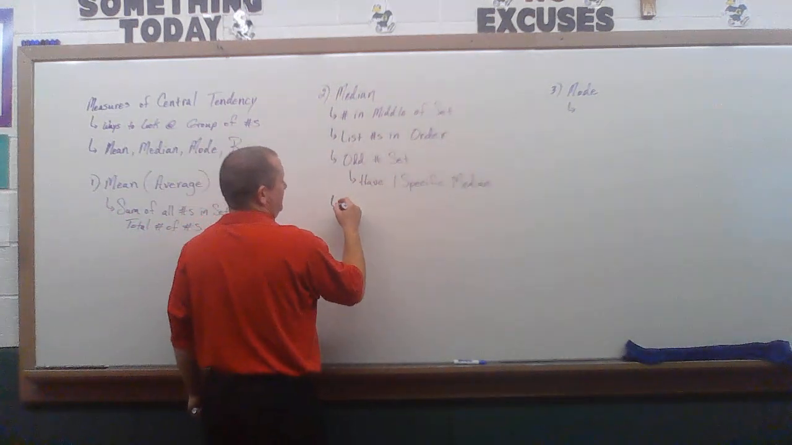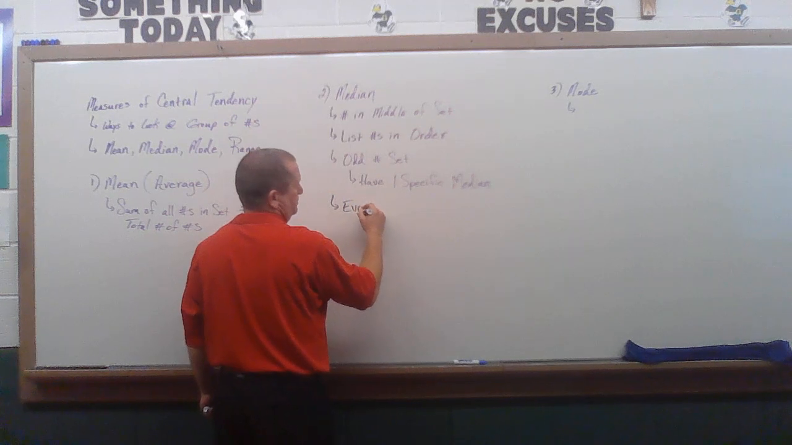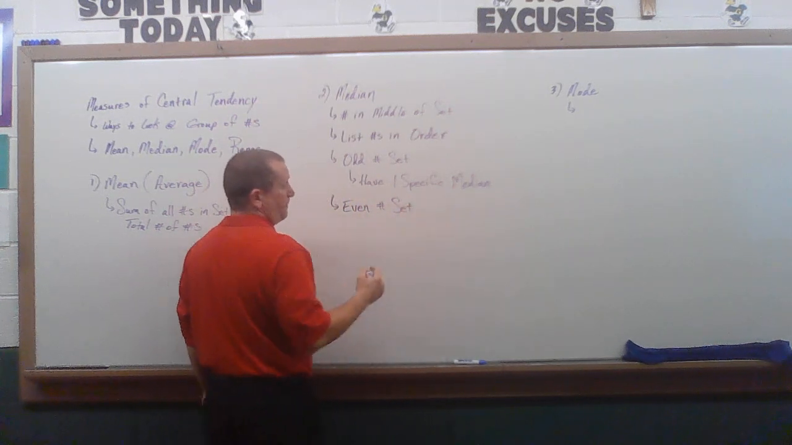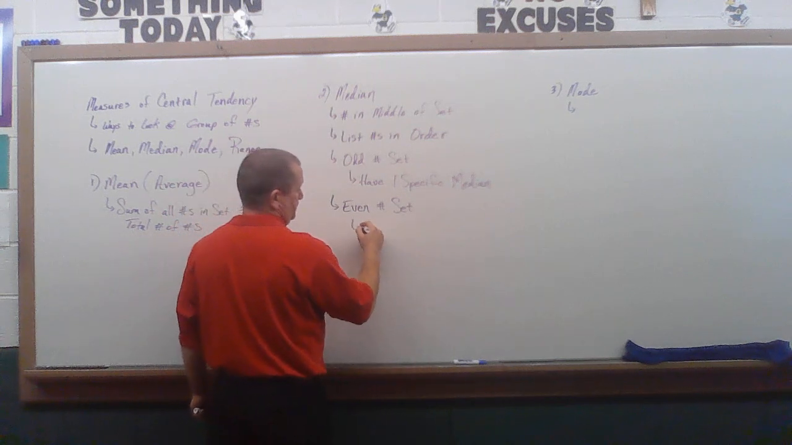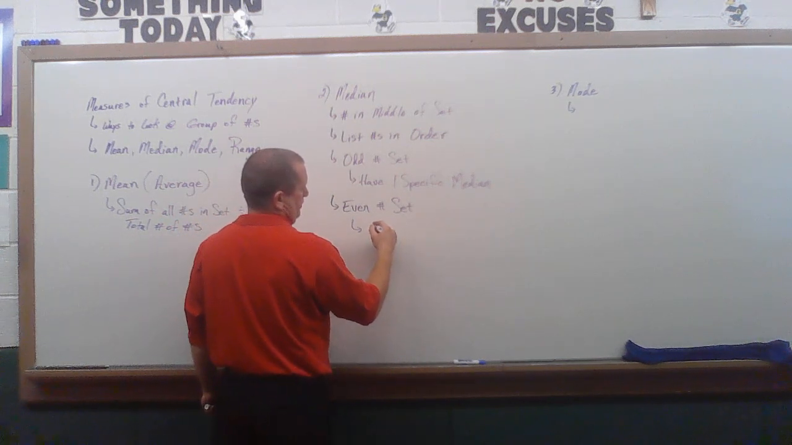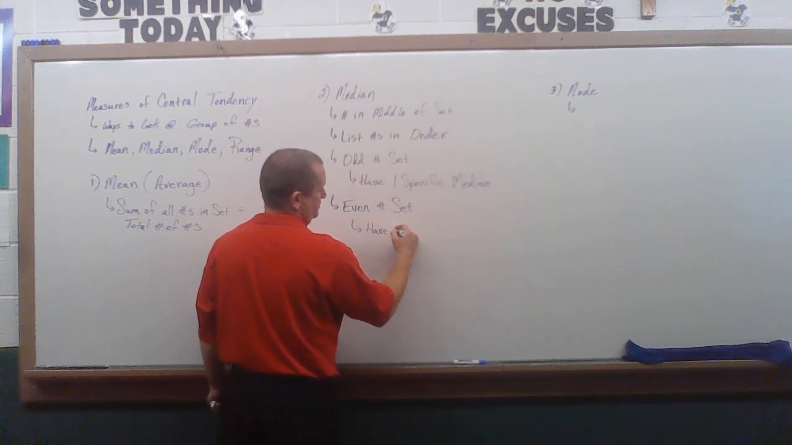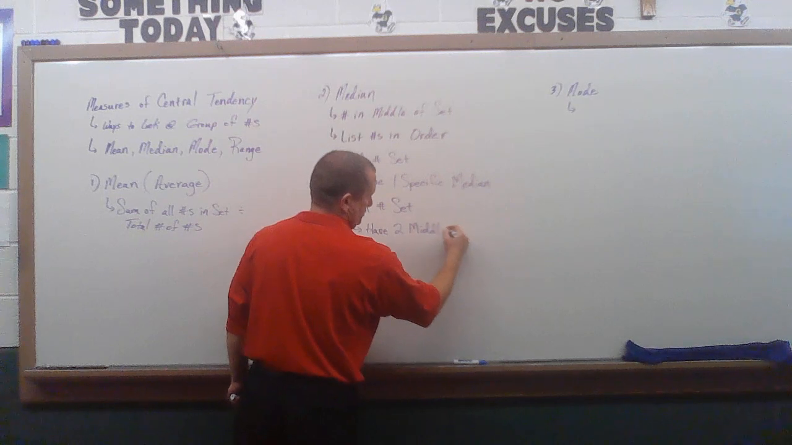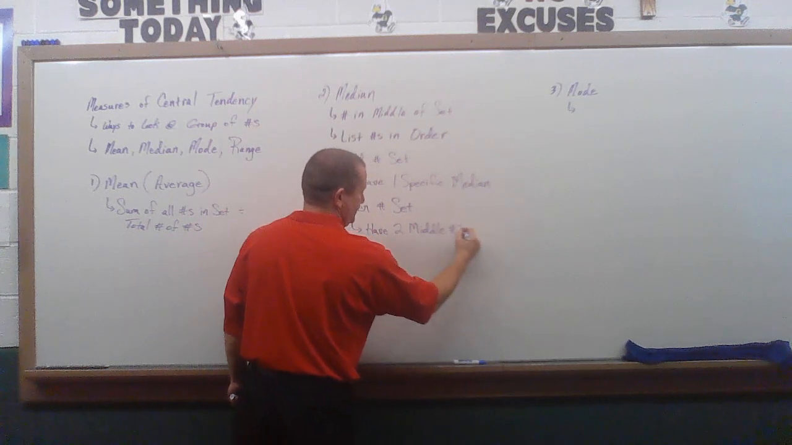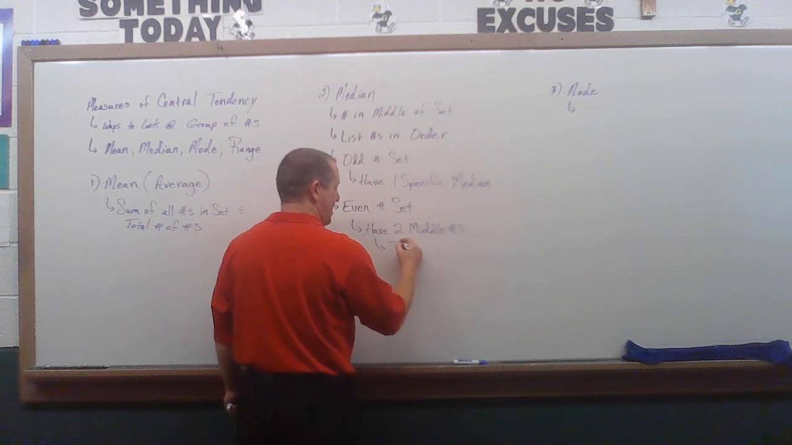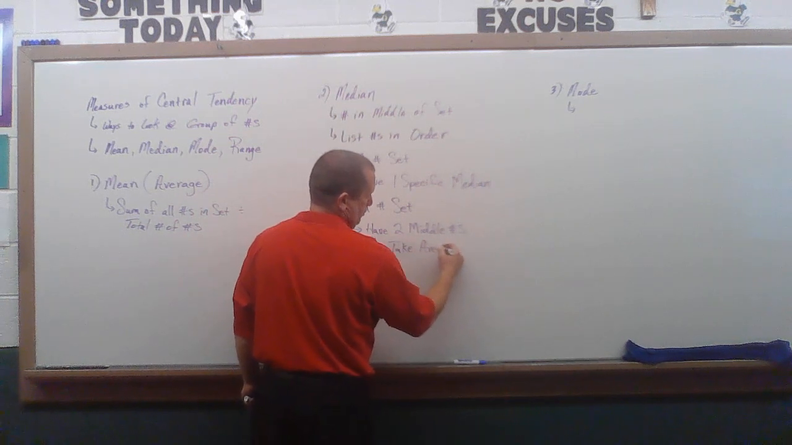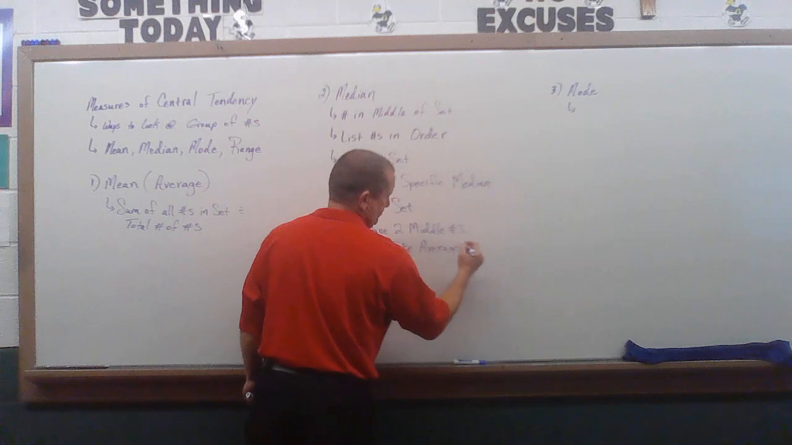But if I have an even number set, what happens? You find the two numbers in the middle and add them together and divide by 2. Perfect. So you're going to have two middle numbers. So essentially, we're going to take the average of those. Or, as Trevor said, add them up and divide by 2.